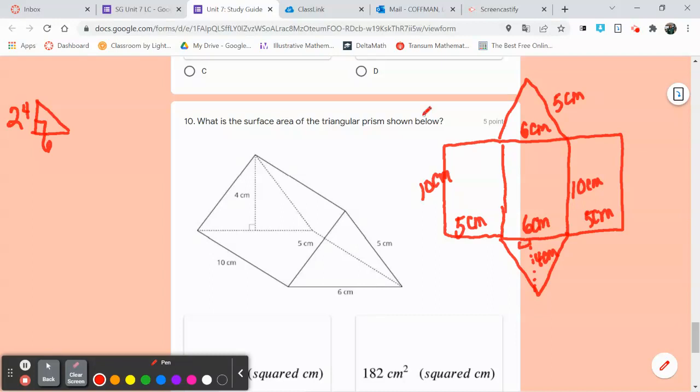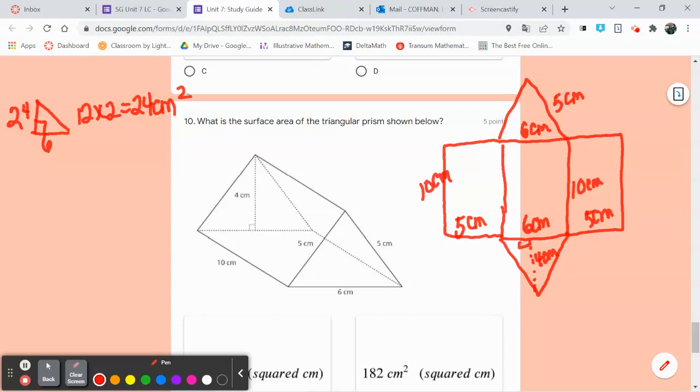So I'm going to find the area of the triangle first. Remember, area of a triangle is base times height divided by 2. So we already found that earlier. Remember, it was 4 times 6 divided by 2, and the area of one triangle was 12 centimeters squared. And we have 2 of them, so the area of both triangles is 24 centimeters squared.